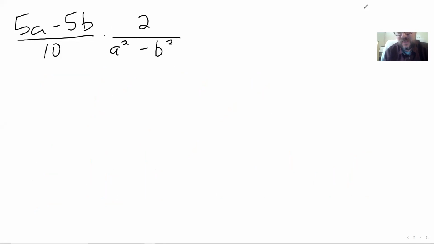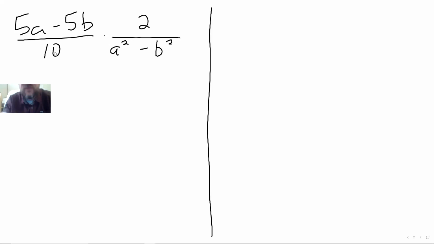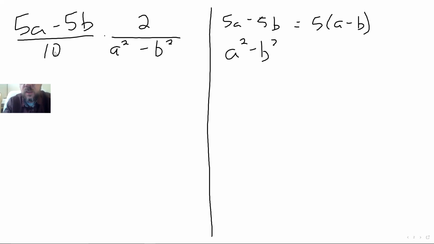Guess what my first step is? I'm going to factor everything. So what I'm going to do is go off to the side, draw a little line here, and have scratch work where I factor everything out. So 5a minus 5b, I can pull a 5 out of that, so 5 times a minus b. 2 and 10, not much to do there. A squared minus b squared is a plus b, a minus b.